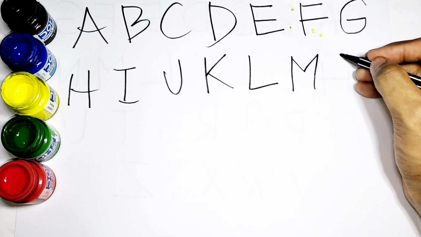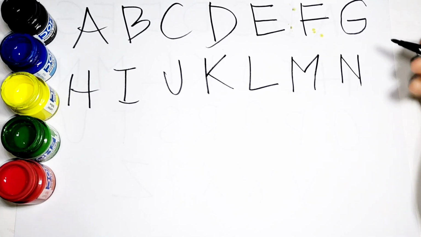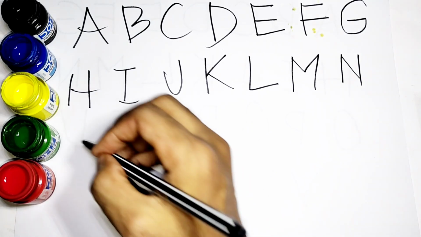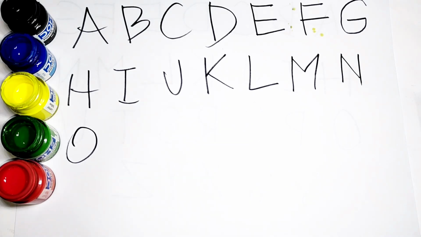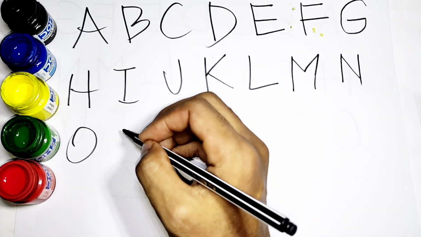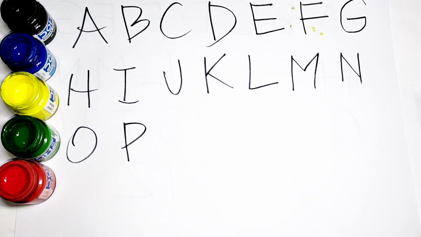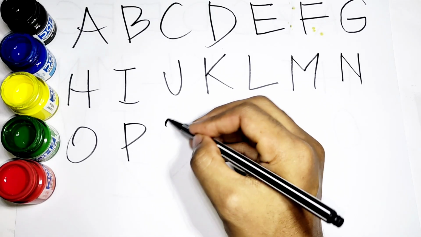The next one is N. N for nose, N for nest. Kids, now we draw O. The alphabet of O. O for orange, O for octopus. The next one is P. Now we draw P. And the next one is Q.